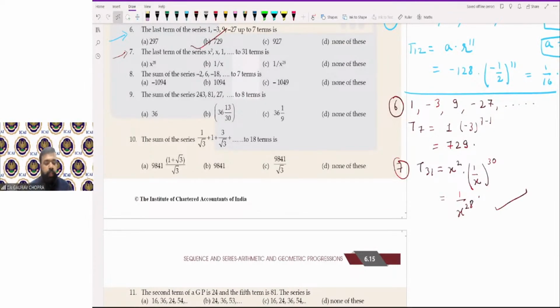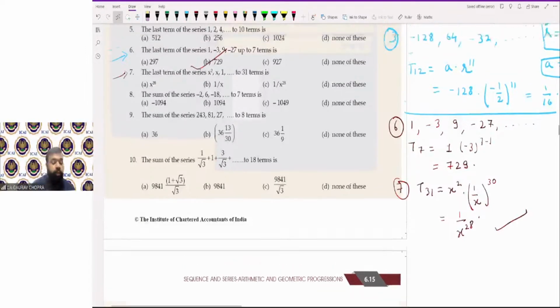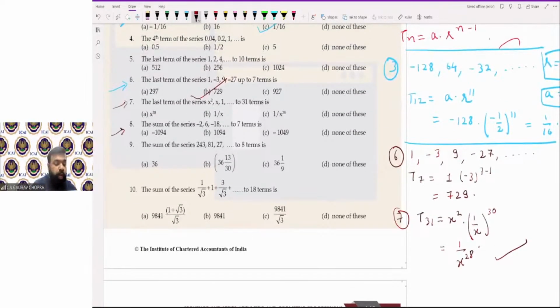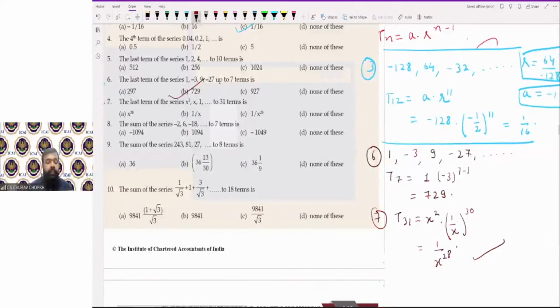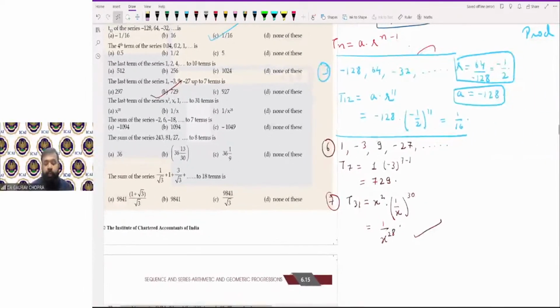Then let's try the next question for sum. Question number 8. So this time you have to try question number 8 and give the answer. The sum of the series up to 7 terms. 7 terms तक का आपको sum बताना है। क्या रिजल्ट आने वाला है?